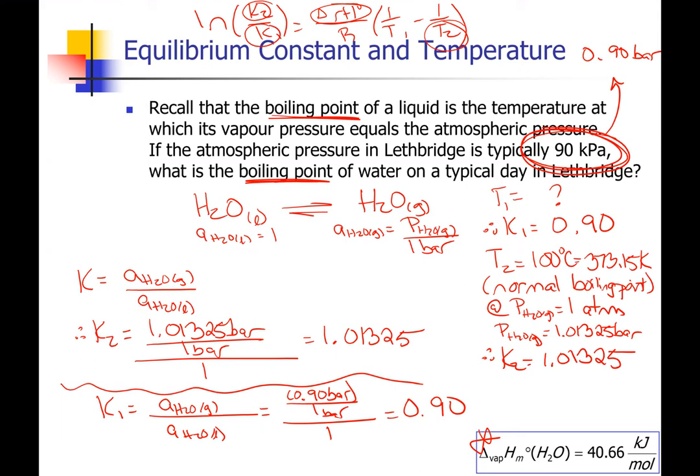And now the only thing that we don't have is T1, the temperature that goes with the vapor pressure of 90 kilopascals. And that's what we're solving for.